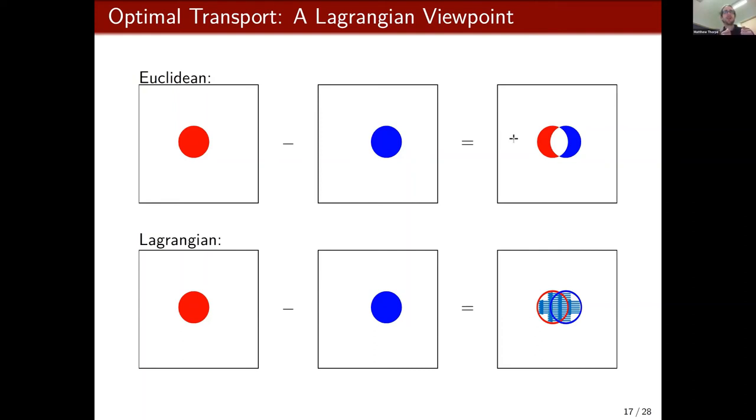A more physically accurate model is the Lagrangian viewpoint. The Lagrangian viewpoint says, okay, how far do we have to move the blue ball to get to the red ball? In this case, how we move will be to shift everything to the left. Then the Lagrangian distance, or optimal transport distance, is going to be the cost of essentially this vector field which pushes forwards the blue ball into the red ball.